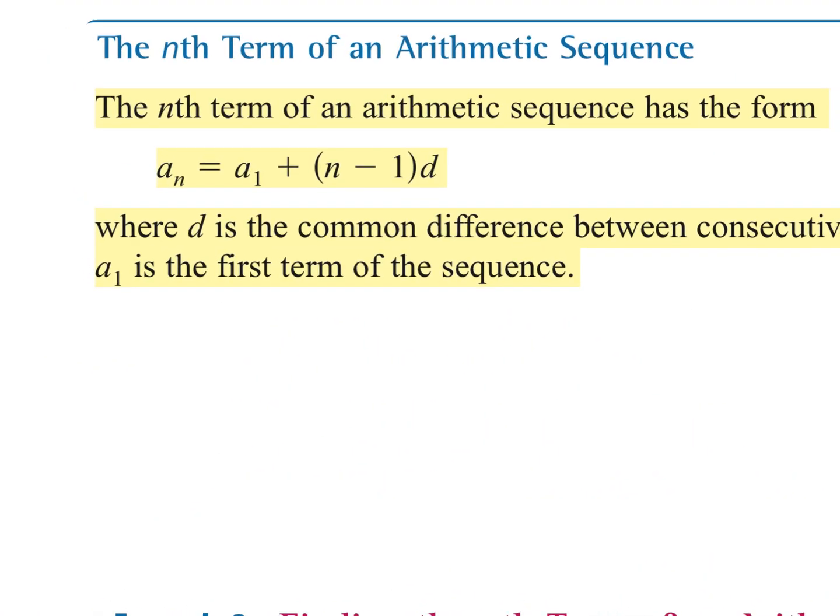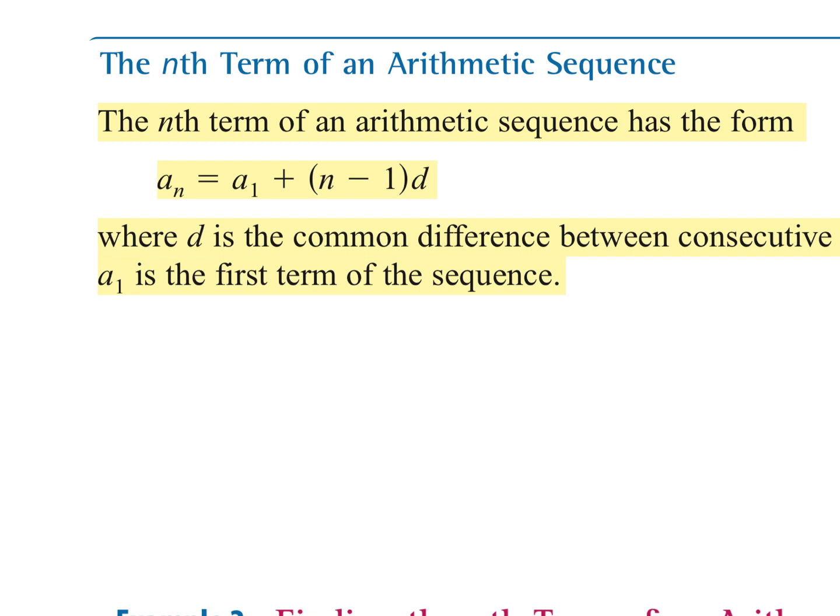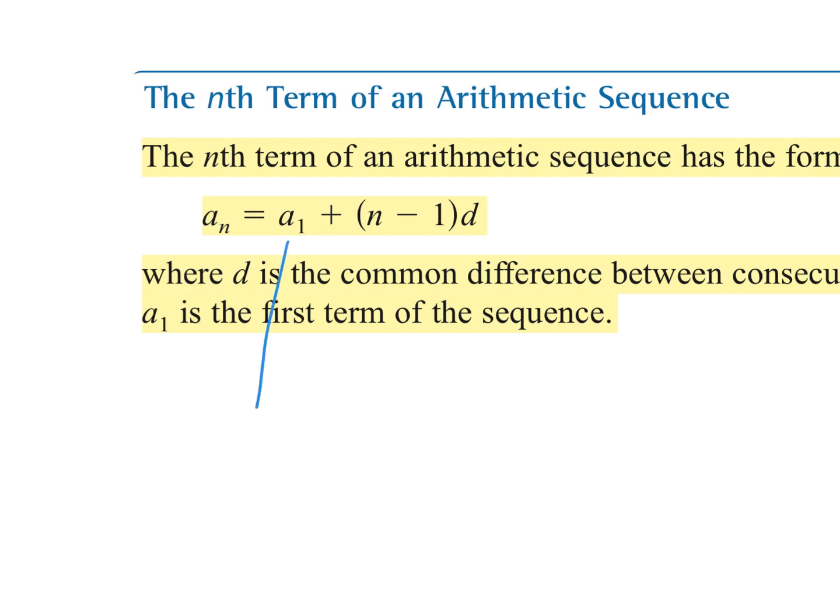I changed the order of the slides a little bit, but here is the formula for an arithmetic sequence. If you don't like thinking of finding the slope and then the zero term, you can use this. What is a sub 1? That's the first term, good.